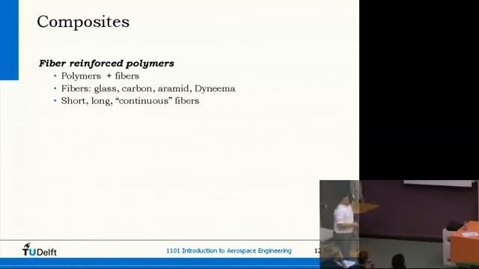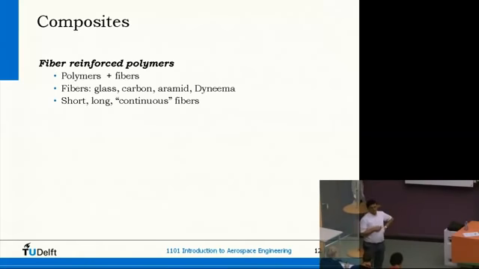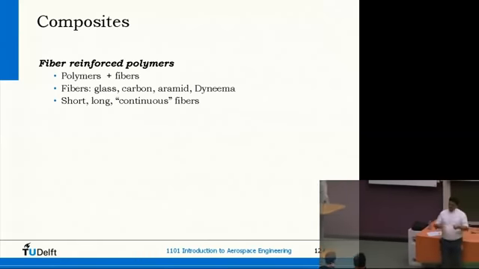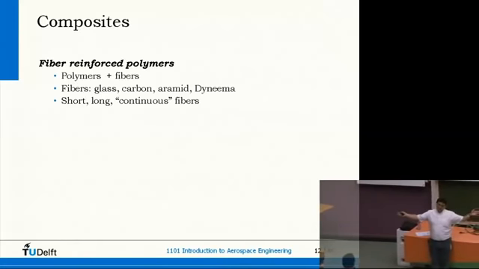Okay, polymers, composites. Composites are made of polymers and fibers. Many different types of fibers are available: glass fibers, aramid fibers, carbon fibers, Dyneema fibers, and so on, and so on. Boron. Short, long, and continuous. We mean with short only a few millimeters, and with long a few centimeters, and with continuous, well, at least a meter or longer.